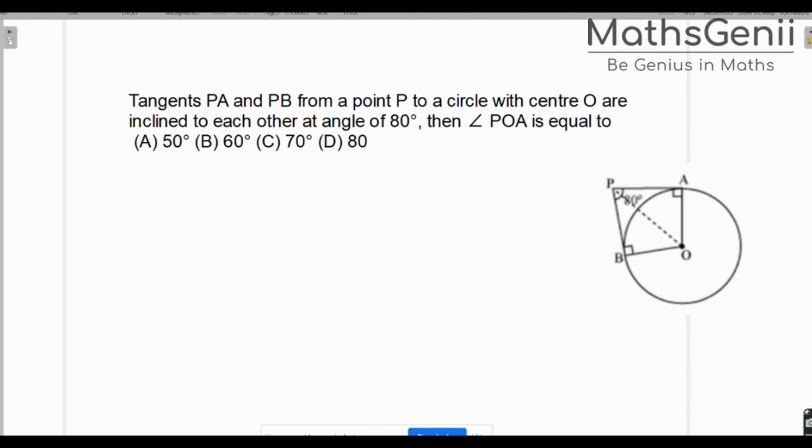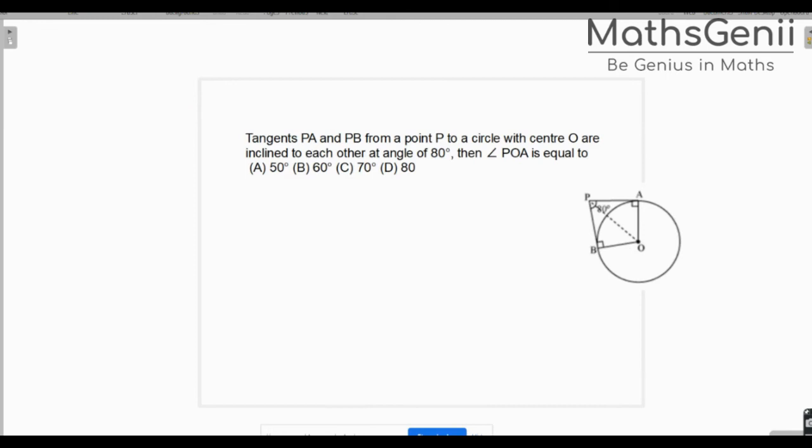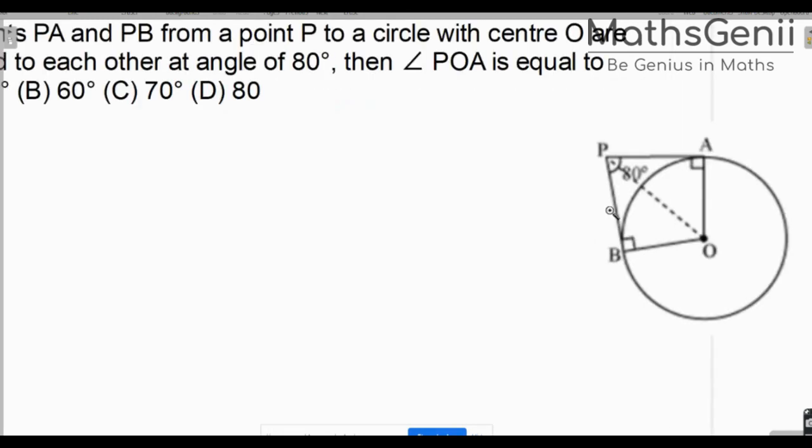Now, next question. If tangents PA and PB from a point P to circle O are inclined to each other at an angle of 80 degrees, then angle POA is equal to what? So he's asking me what is the measure of angle POA.